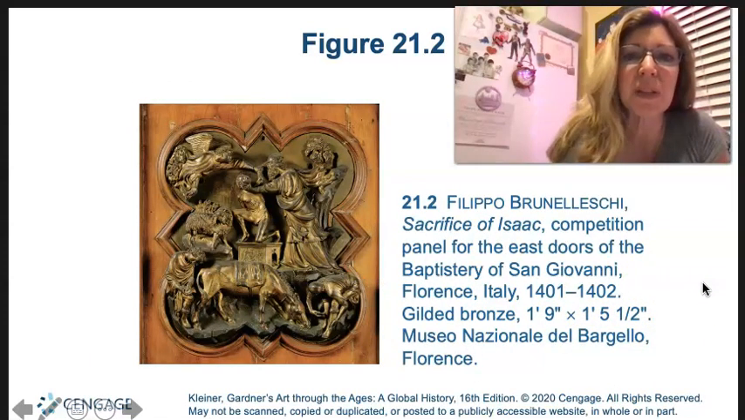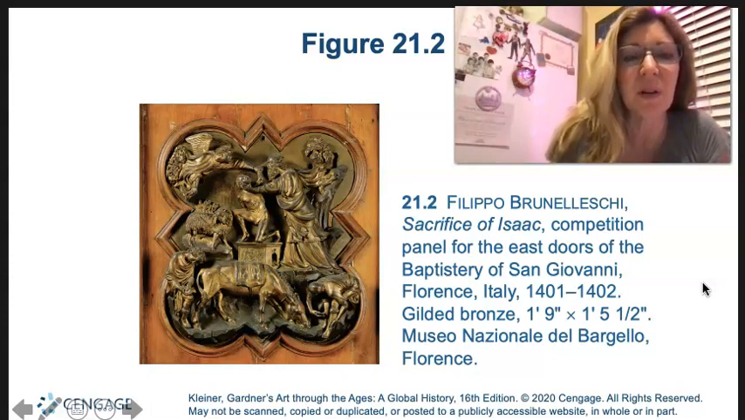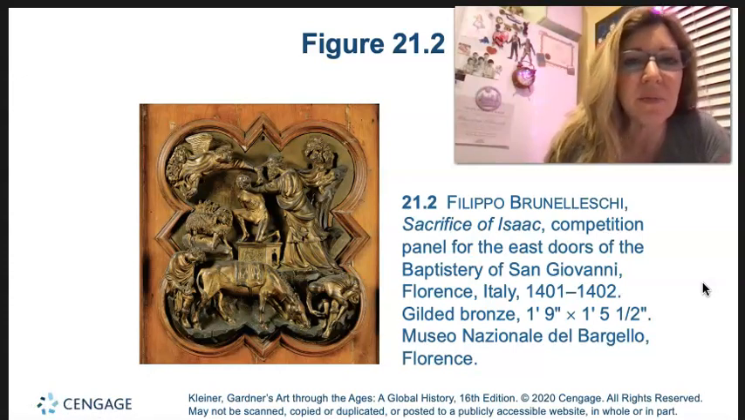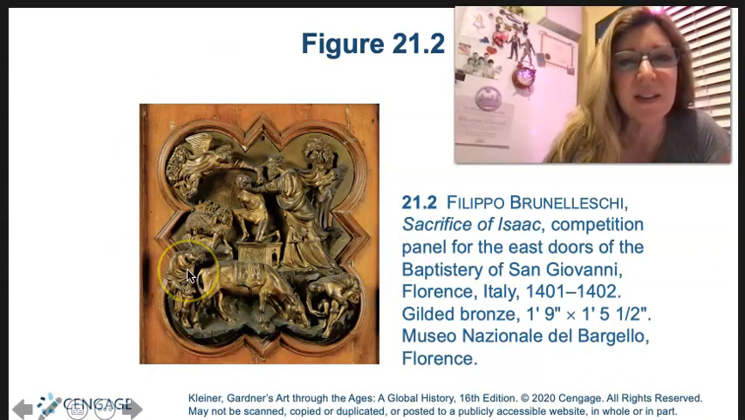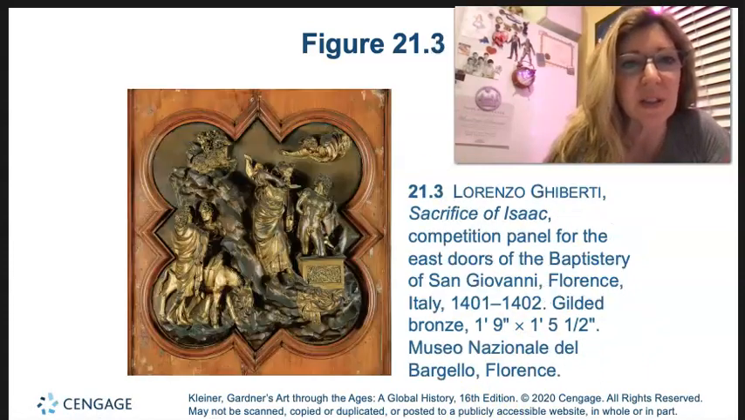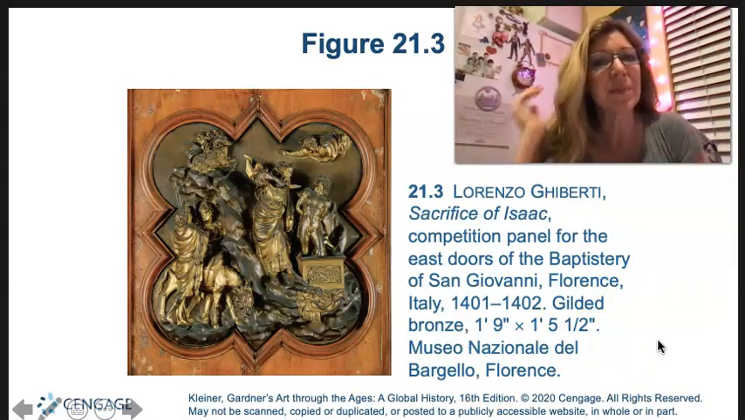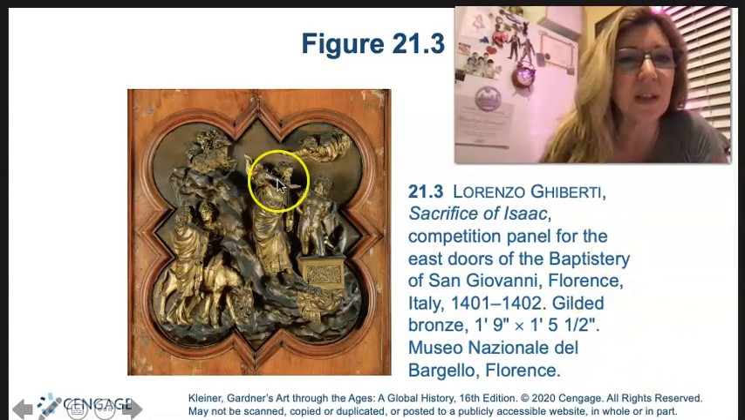Okay, so this is Brunelleschi, also a very, very famous artist, but he did not win this competition. It's so cool that they still have the panels of the competitors. This was one. And here's Ghiberti. He was the big winner with his Sacrifice of Isaac.